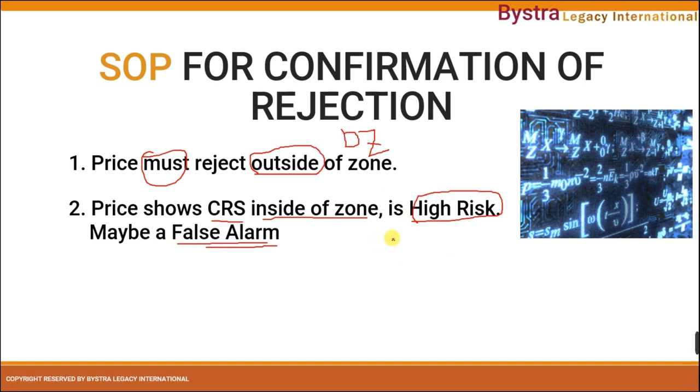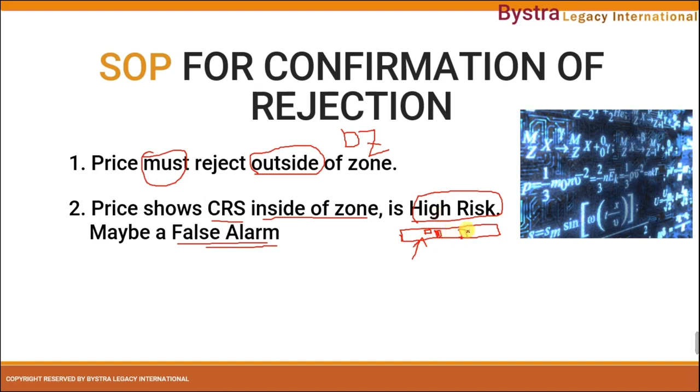So for example, when you have a danger zone, this is the one that we mark, and then price shows a bearish engulfing inside the zone, as price comes up to the danger zone, engulfing inside the zone, this is very high risk.